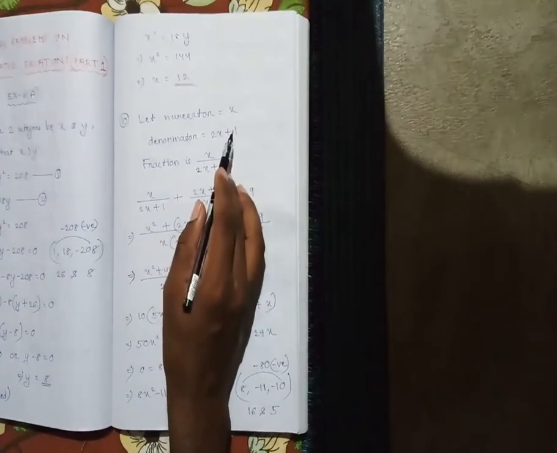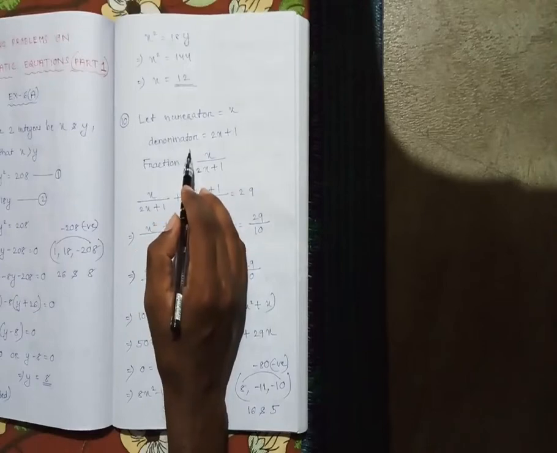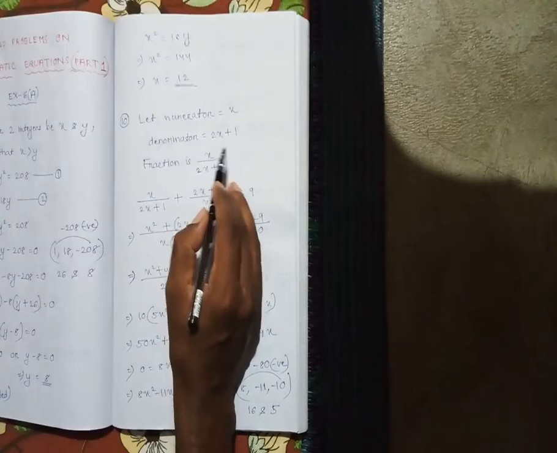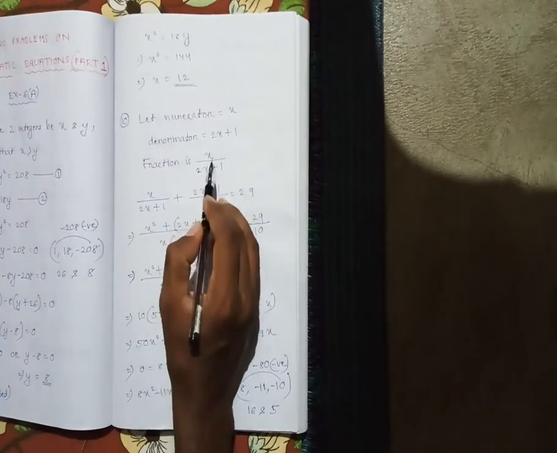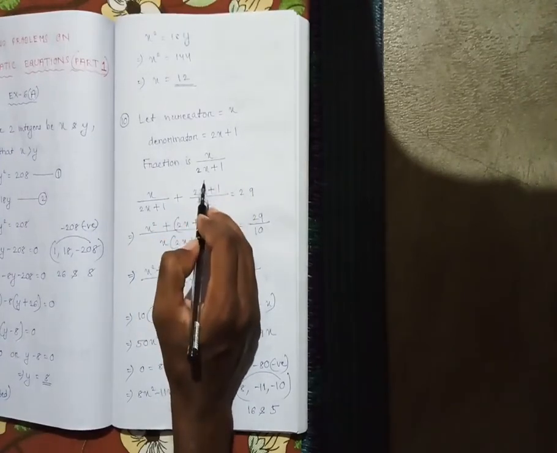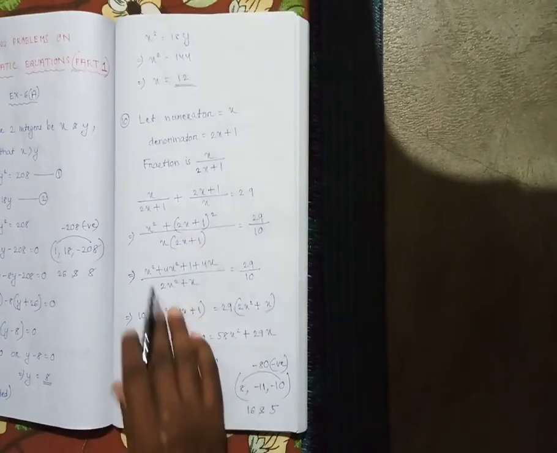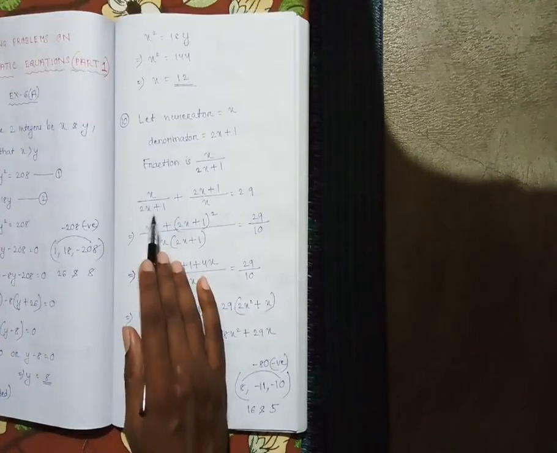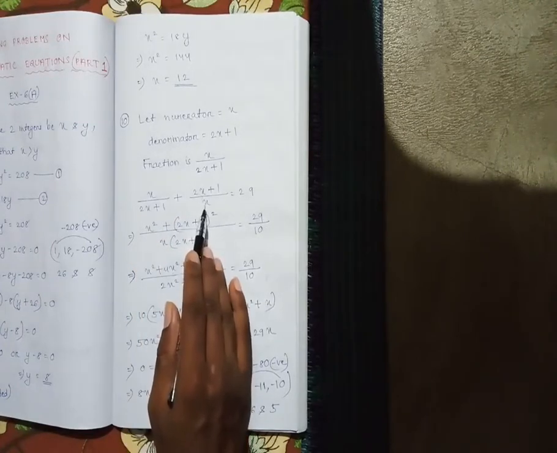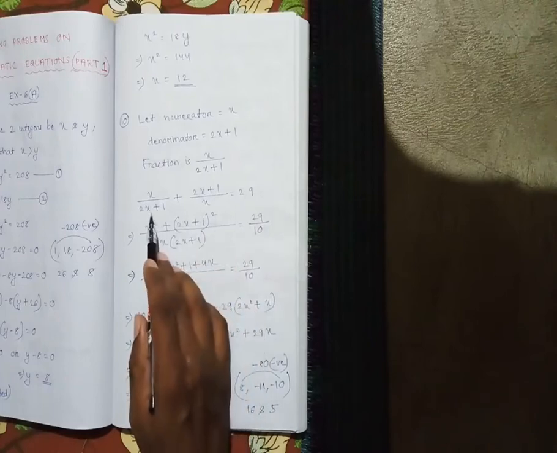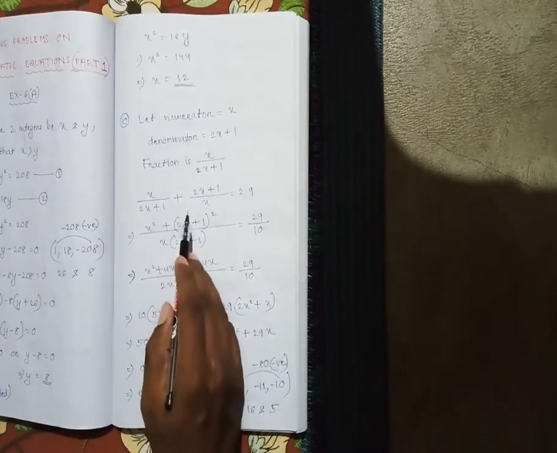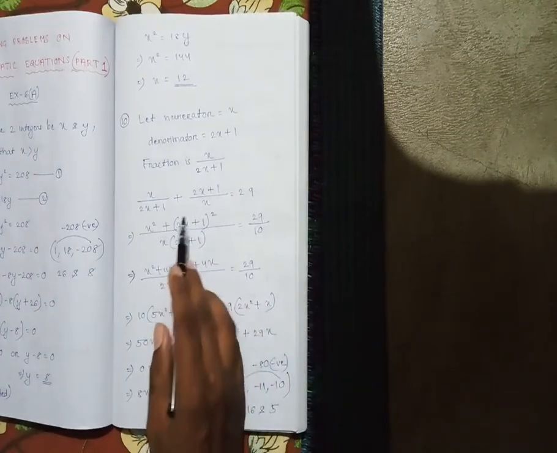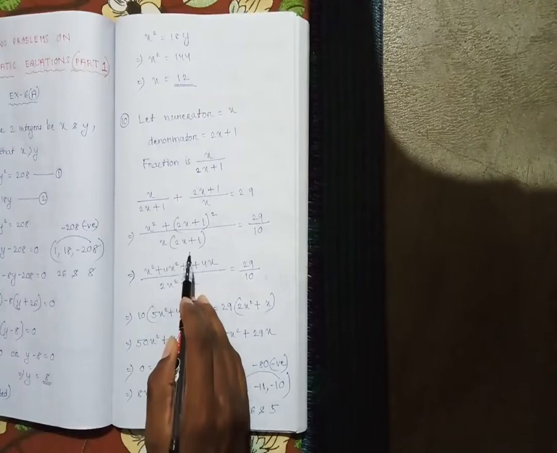So let the numerator be x and the denominator is 1 greater than twice the numerator. So the denominator will be 2x plus 1. So the original fraction is x by 2x plus 1, numerator by denominator. Then according to the question, the given fraction plus its reciprocal is equal to 2.9. So I have written x by 2x plus 1 plus 2x plus 1 whole by x is equal to 2.9. So take LCM, x into 2x plus 1.